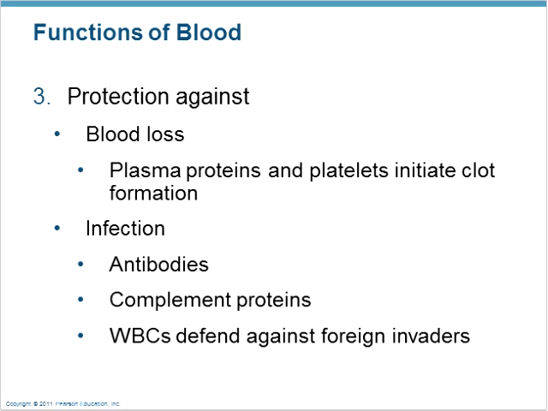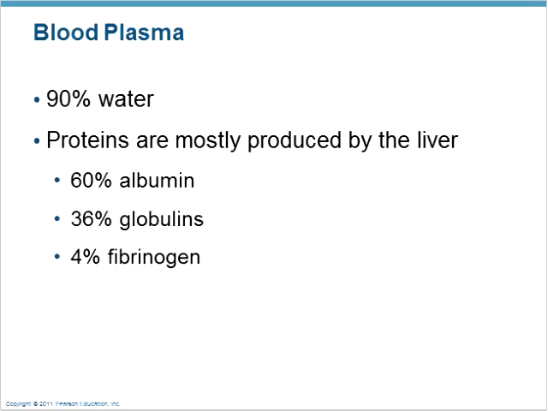It helps to transmit antibodies, as we learned in the previous chapter, from the type B lymphocytes. It helps to mobilize complement proteins, which help our general response to an infection, and it also helps to mobilize WBCs, white blood cells, which defend against foreign invaders, and usually those are the phagocytic cells, the macrophages, and of course the neutrophils. The blood plasma, the liquid component, is about 90% water.